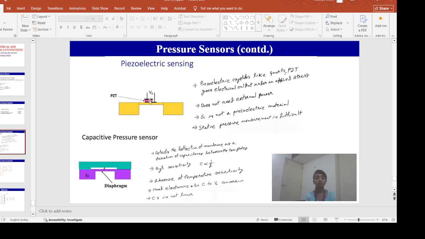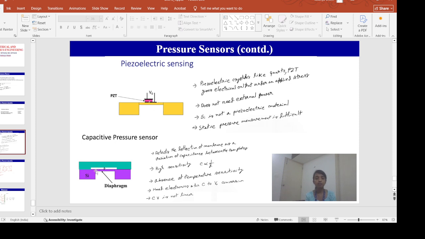Usually we use PZT, which is the lead zirconate titanate material, as the piezoelectric material. So when the pressure comes from the pressure port, due to the pressure difference between the top and the bottom surface, the membrane deflects, and the piezoelectric material kept above the membrane is also under the same stress or pressure. As a result, it will generate some electric voltage. Okay, so this is the property of this piezoelectric pressure sensor.